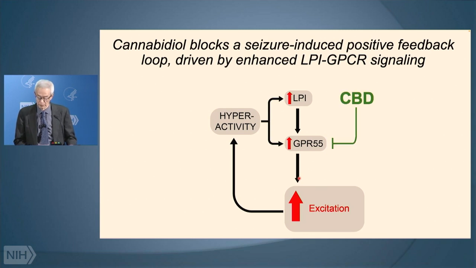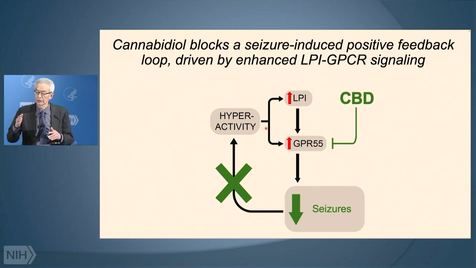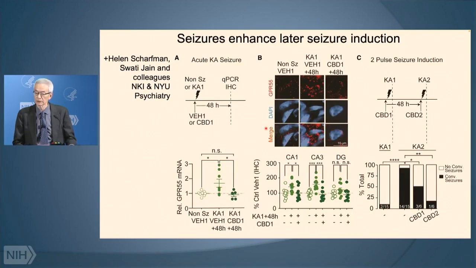And CBD comes along, blocks the receptor, prevents the effect of LPI from acting on GPR55, antagonizes the increased level of GPR55, decreases the level of excitation, decreases the seizures, prevents the hyperactivity, and basically puts out the fire, puts out the regenerative process. Or so we would claim. Let's seek some more evidence for this by seeing whether seizures change the level of GPR55 and the time course and the dynamics of that.